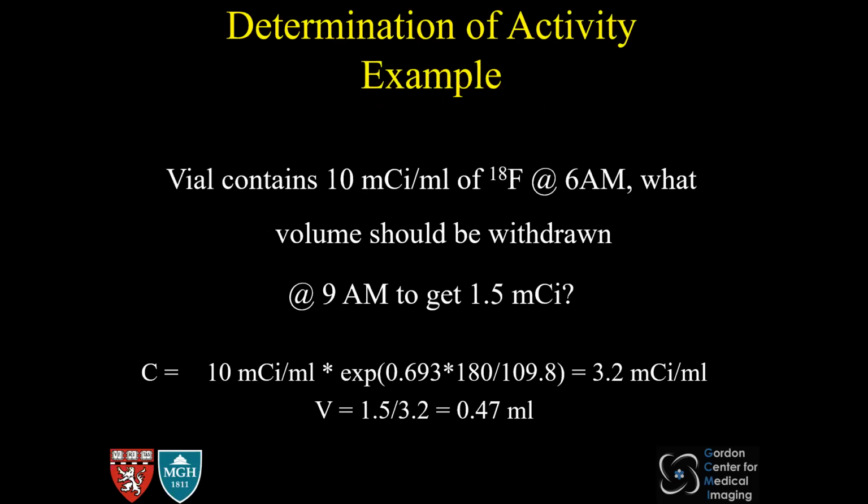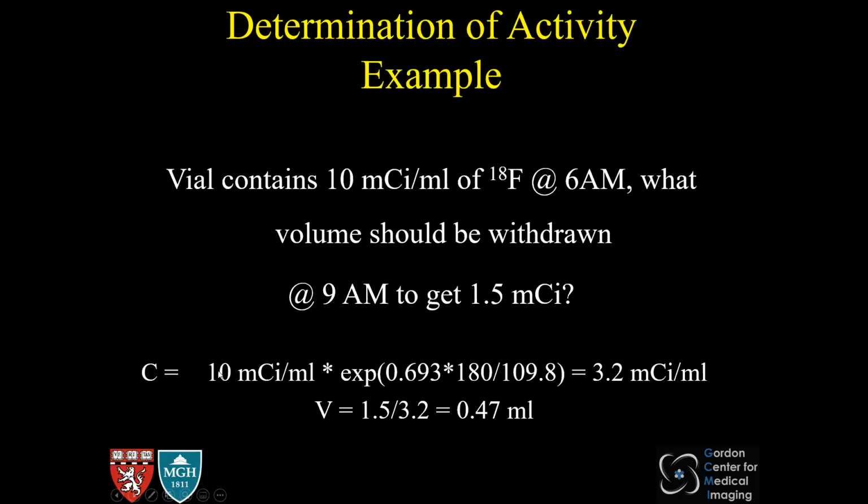Okay, so determining the activity that you have, let's say we've got a vial that has 10 millicuries per mil of F18 at 6 a.m. And in the clinic, they want to inject 1.5 millicuries at 9 a.m. How much should I take out of my stock vial for this patient?